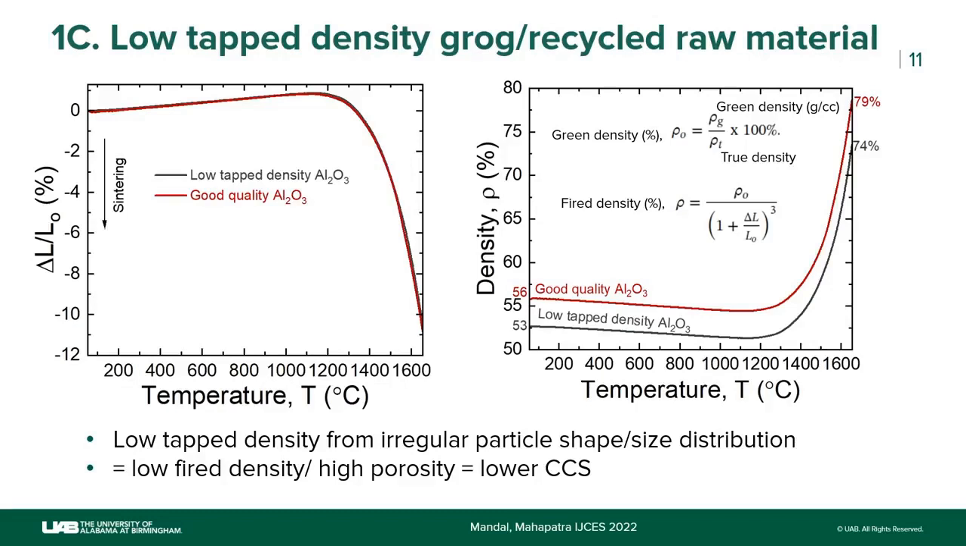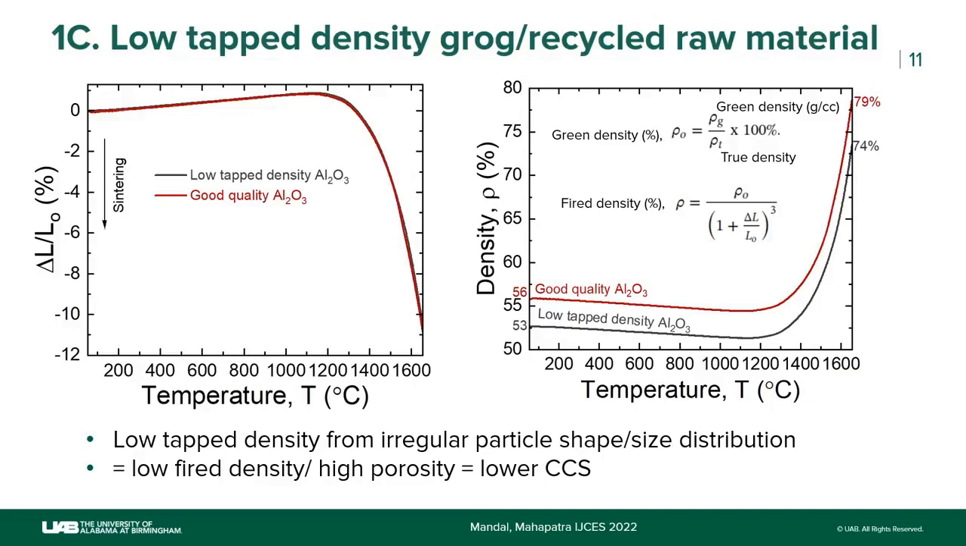And though there is just a 3% difference in the green density, you see that the difference in the fired density is 5%. All you are doing is using this dilatometry raw data, converting it into a fraction, adding 1 to it, and dividing the green density by this fraction's cube. So it's a very simple test. You can do it in Excel and you can get the density in just one test.